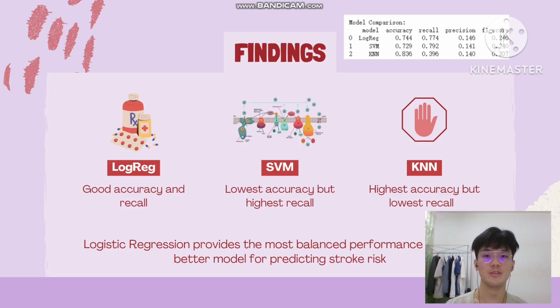This means that SVM performs well in predicting the output as 1, that is the true positive. But in predicting the output as 0, that is false negative, SVM had a low performance. Lastly, we find that logistic regression provides the most balanced performance, having good accuracy and also good recall. So we found that it is the better model for predicting stroke risk.